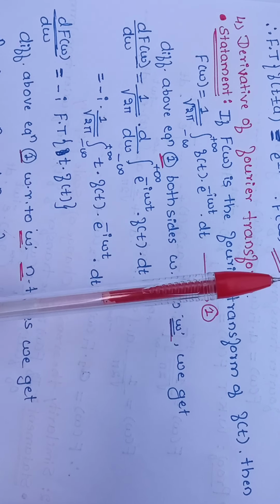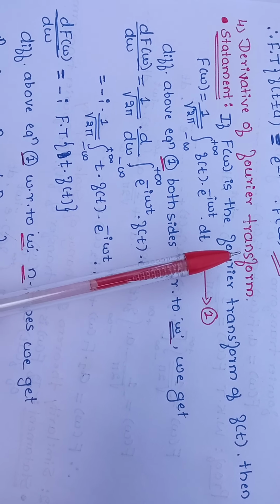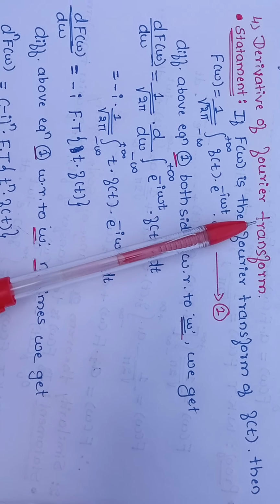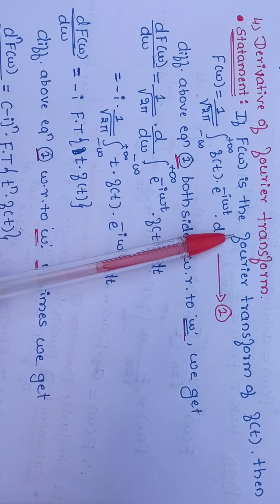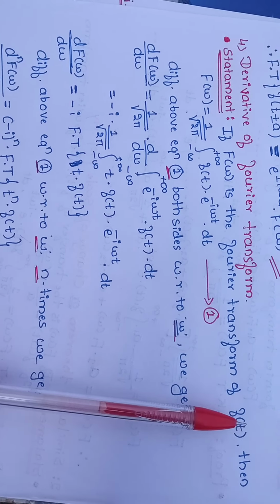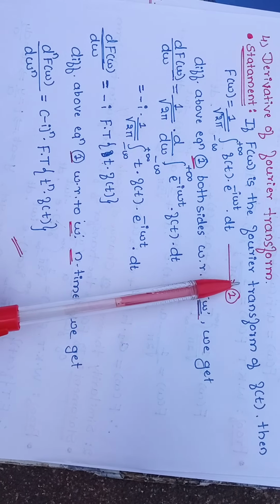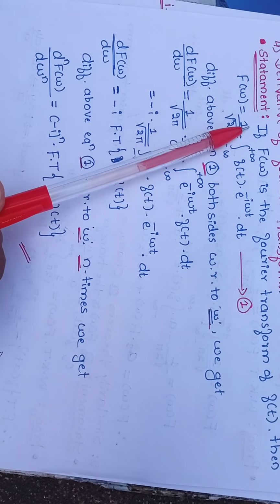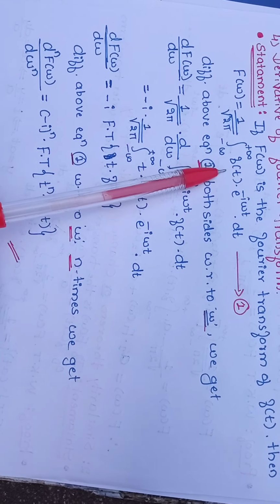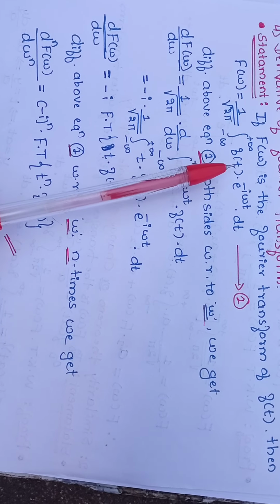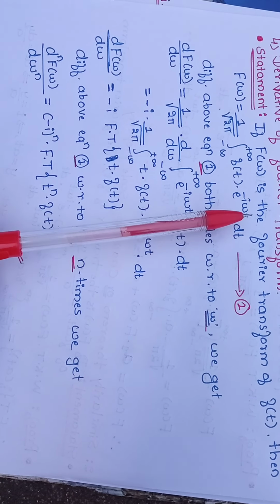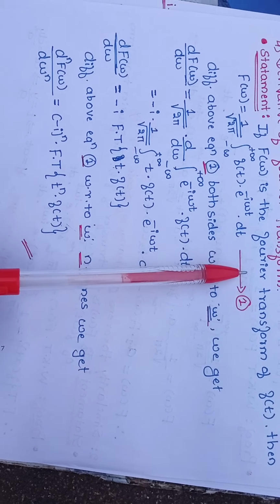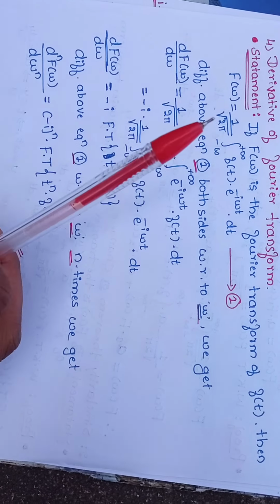Okay, next one, derivative of the Fourier transformation. You have to prove the expression for the derivative of the Fourier transformation. See here, if F of omega is the Fourier transform of f of t, then we know that F of omega equal to 1 divided by square root of 2 pi, integration from minus infinity to plus infinity, f of t into e raised to minus i omega t into dt. By the definition you write this one. Call that equation number 1.